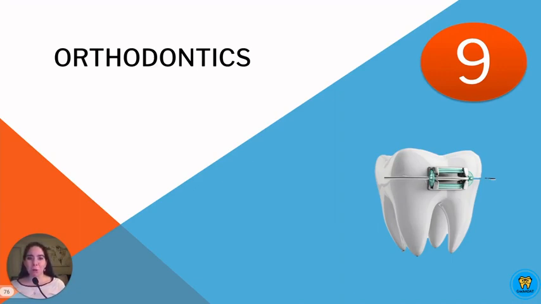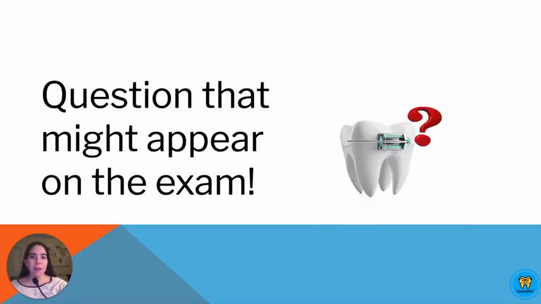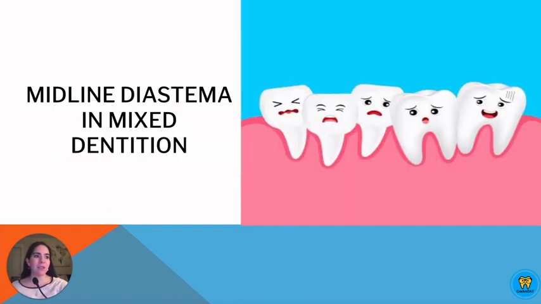In this lesson, we're going to cover midline diastema, cleft lip and palate, and also tooth eruption. And remember, if you see this little white tooth with that question mark next to it, that's a slide that you want to pay attention to because one or two questions might come on the exam regarding that topic. And we're going to start our lesson talking about midline diastema in mixed dentition.